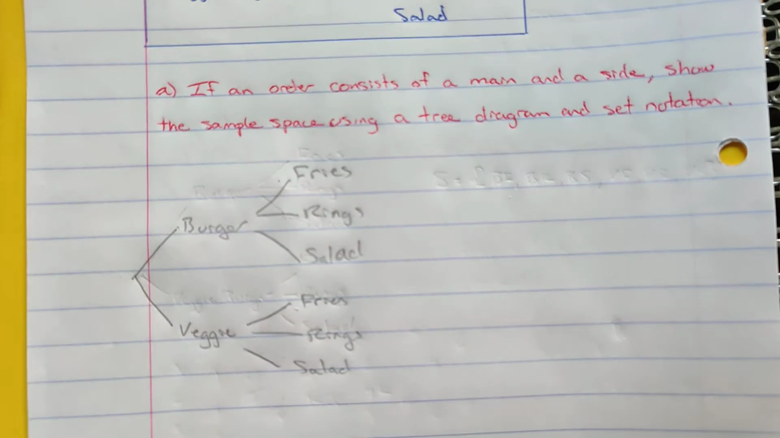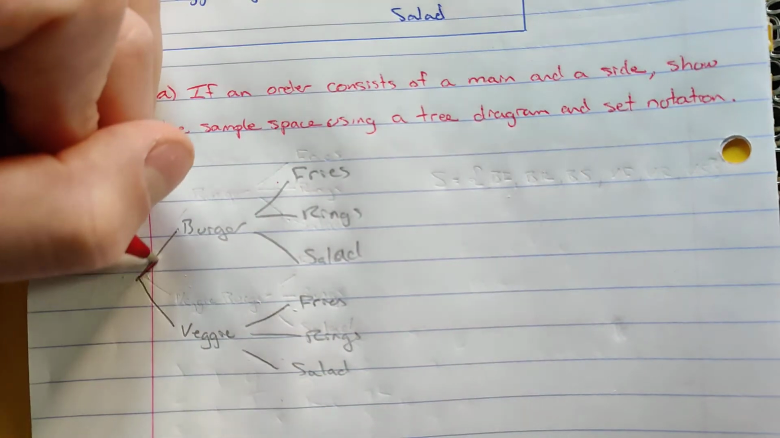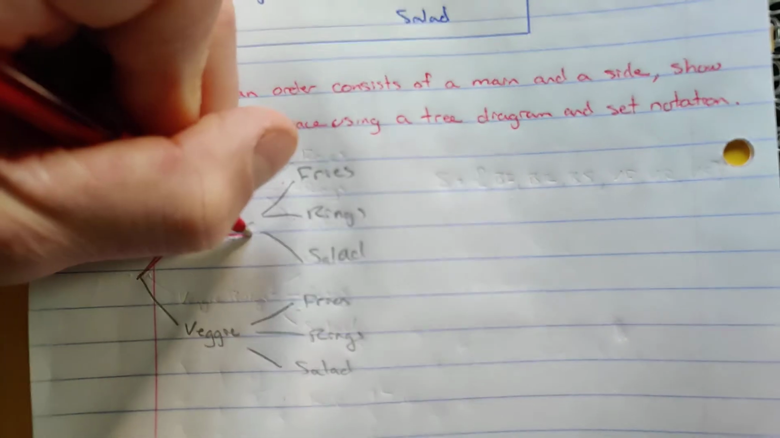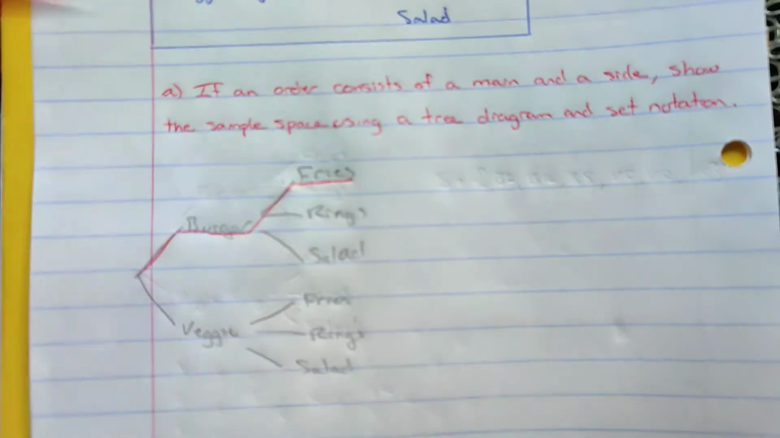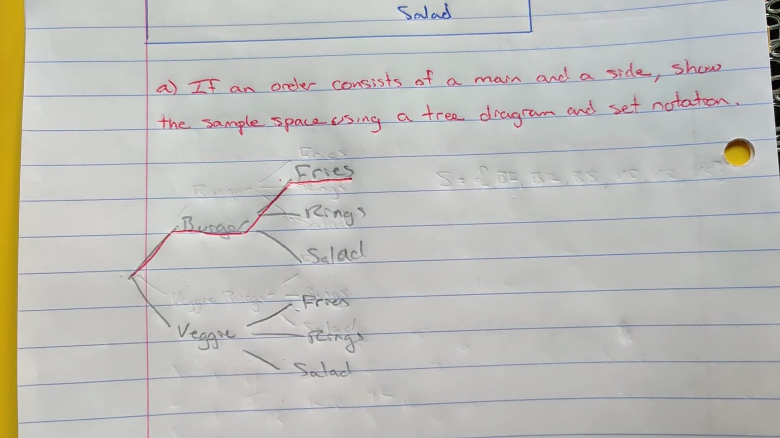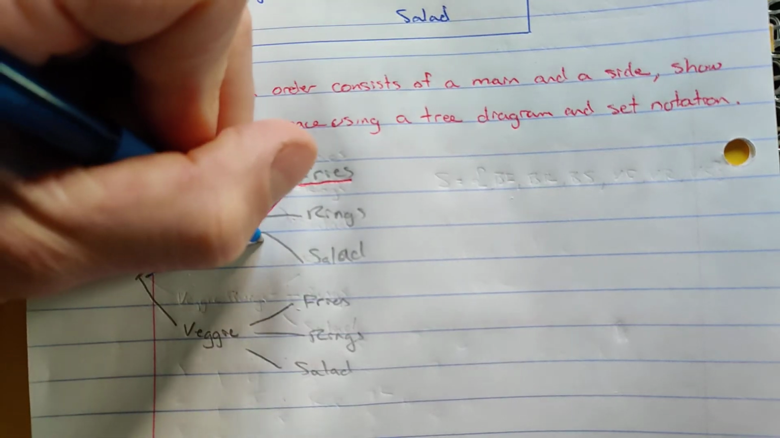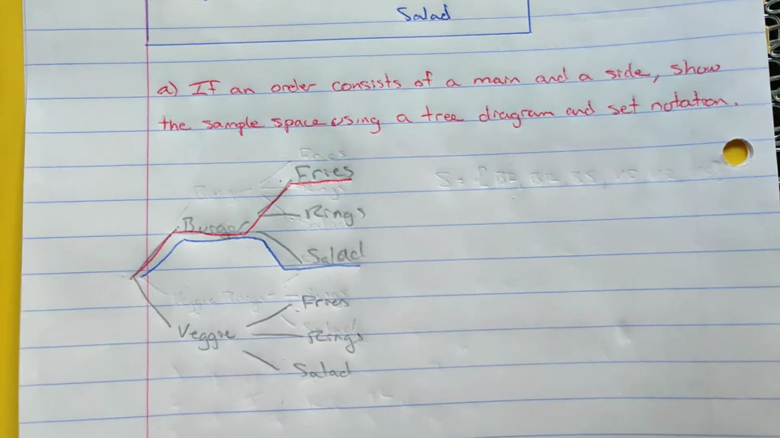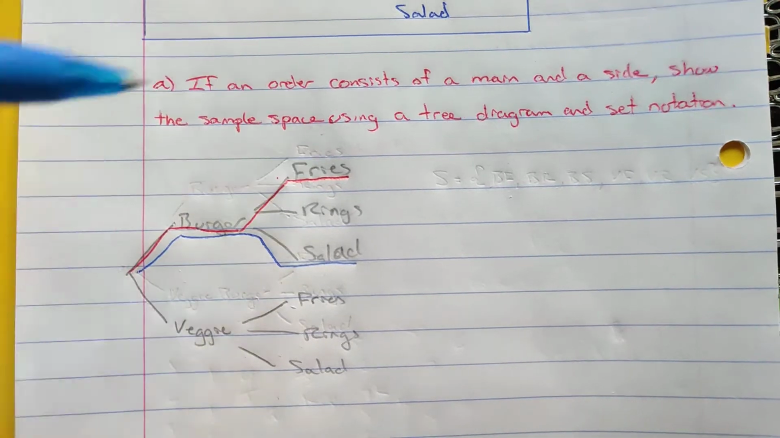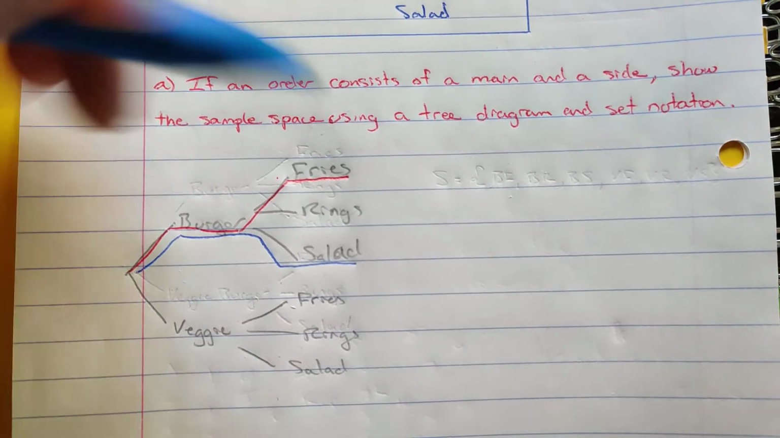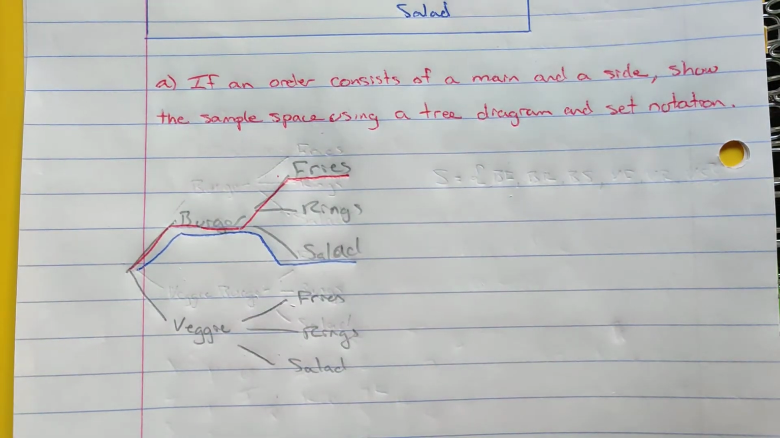Now, what this tree diagram allows us to do is see all the possible outcomes. We take any individual branch here, and if I follow this along, I can find that red branch shows us one possible outcome. Or I could have a blue branch here, and the blue branch shows us another possible outcome. So we have burger and fries, burger and salad. And then we can continue to branch these off.